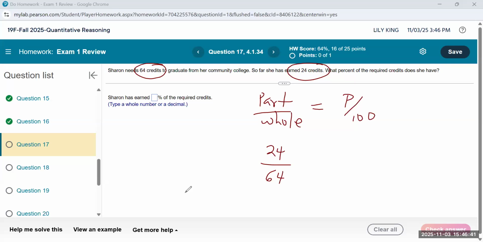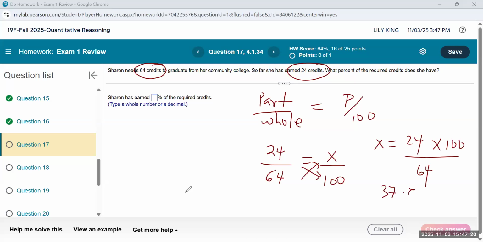All right, so the total credit needed is the whole, so that will be at the bottom part of the fraction, and the total credit that she has earned so far is the part. Okay, that is part of the total credit she needs to graduate. Now we don't know the percent, so that is X over 100. So to solve for X, you apply cross product, multiply 24 by 100, divide the whole thing by 64. And this is 37.5%.